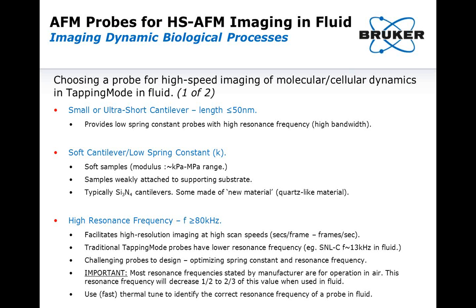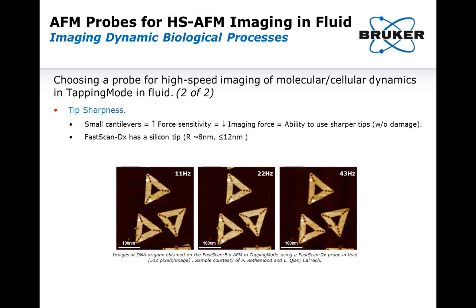In general, the resonant frequency of a cantilever is reduced by 1/2 to 2/3 in fluid as compared to its resonant frequency in air. As with air imaging, the sharpness of the probe will define the imaging resolution capabilities of a probe. For high-resolution images, a sharp probe is required.